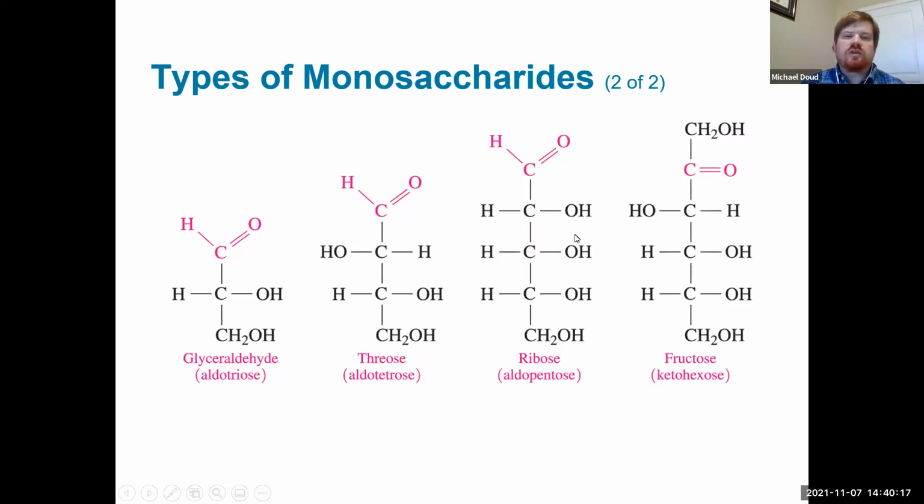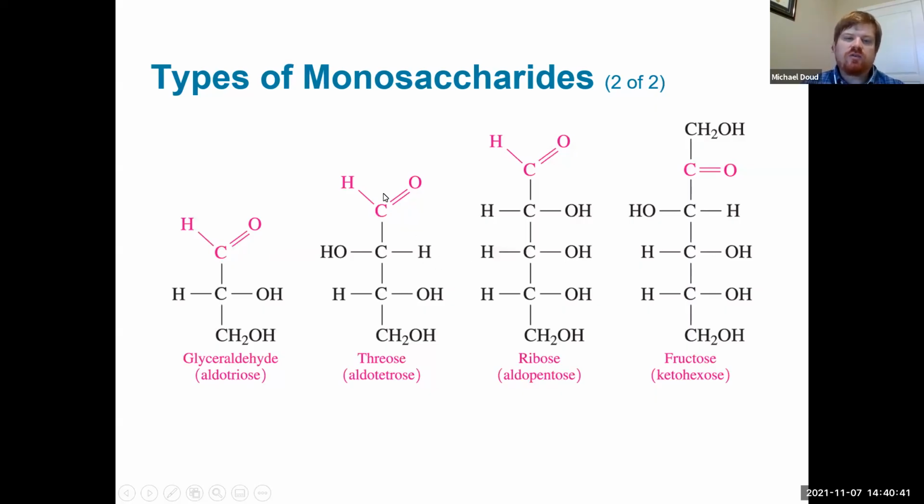So this is just a few different ones here. You don't have to memorize these necessarily, but just to kind of explain it here. So glyceraldehyde is an aldotriose. It's a very small carbon chain. So it's a very small monosaccharide. This is present as part of the metabolism of sugars that we have in our body that we'll talk about later. Threose is an aldotetrose.